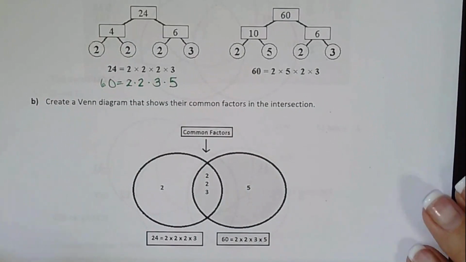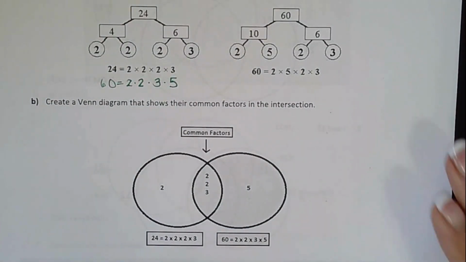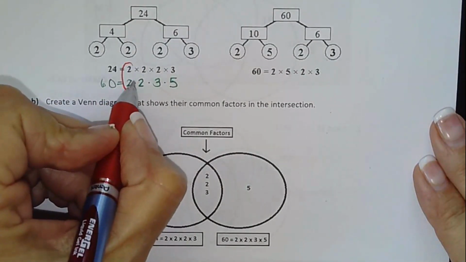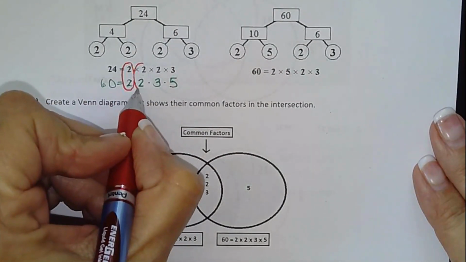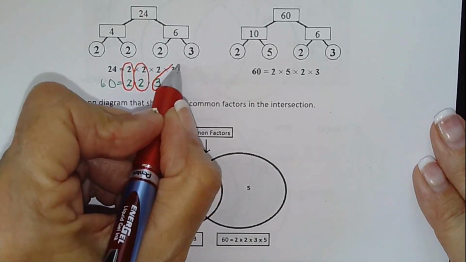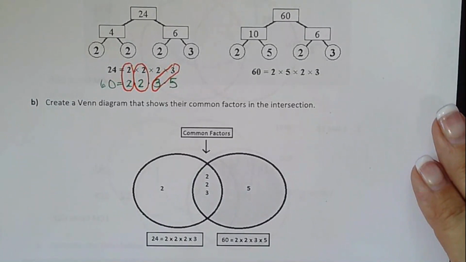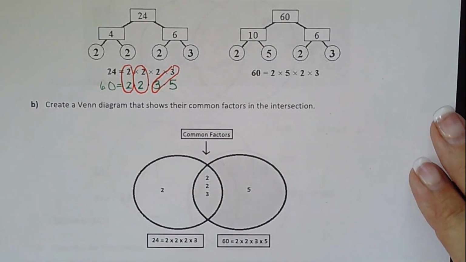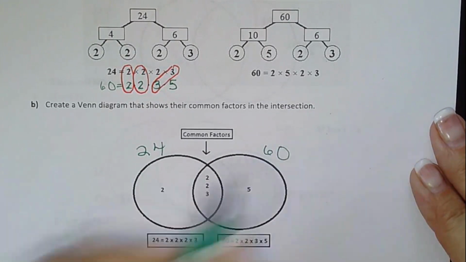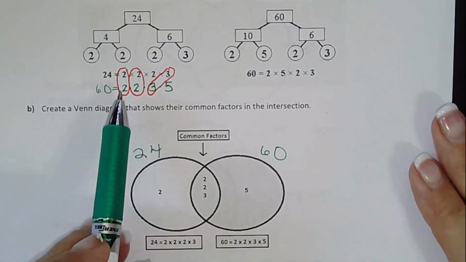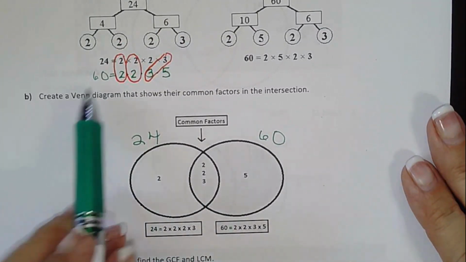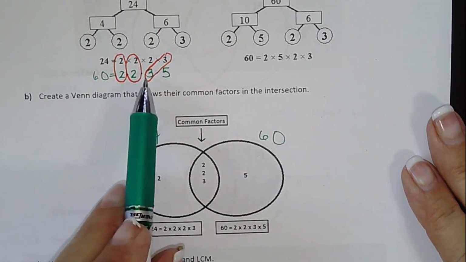To find the common factors, we just go down the list and circle anything that's in both lists. There's a 2 in both lists, there's a 2 in both lists, and there's a 3 in both lists. So we're going to label this one 24, and we're going to label this one 60. So whatever I have circled goes in the common region of the Venn diagram. So there was a 2, a 2, and a 3.